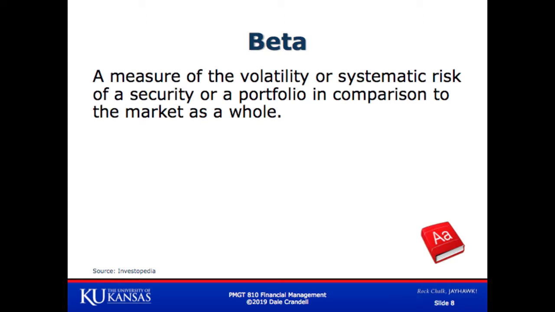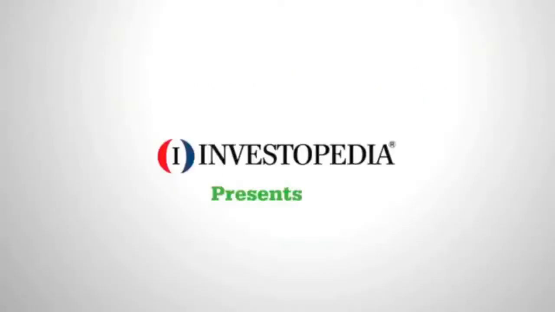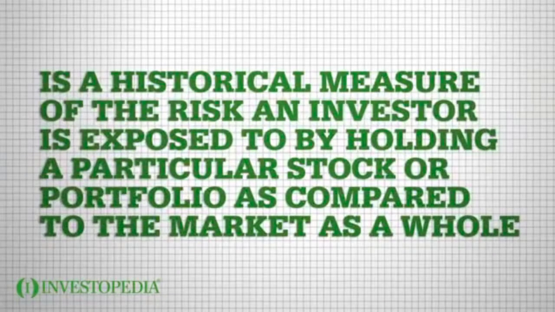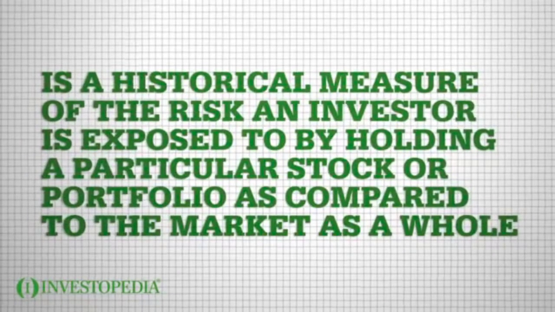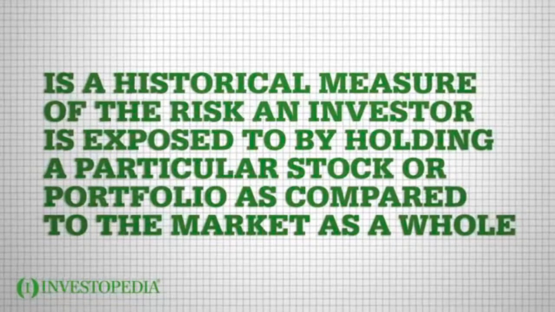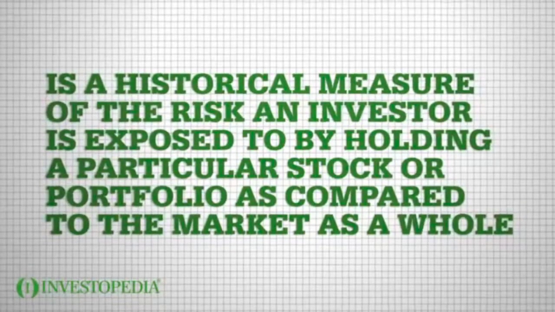Our discussion on portfolios and stocks has centered on the expected return, but an investor also needs to consider volatility. How does the stock or portfolio react during economic changes, say as it moves from boom to bust? We use the beta factor to communicate this. Beta is a historical measure of the risk an investor is exposed to by holding a particular stock or portfolio as compared to the market as a whole.